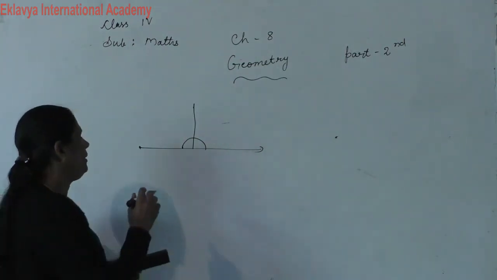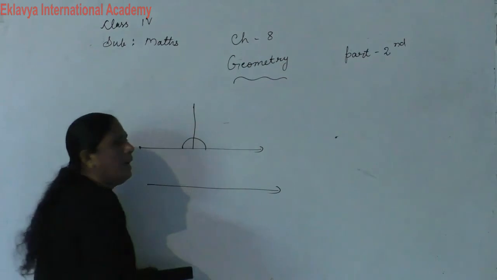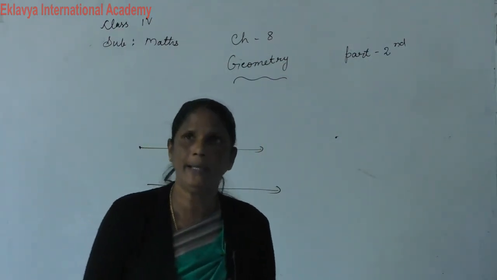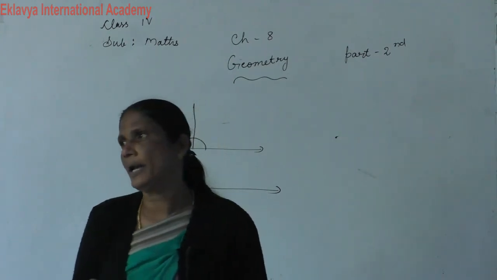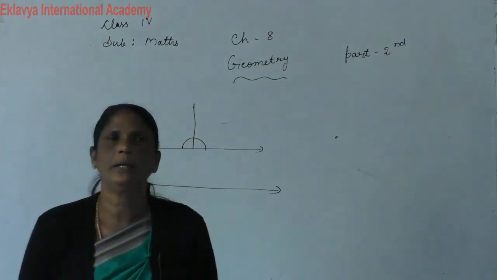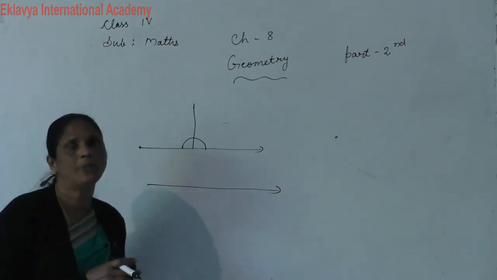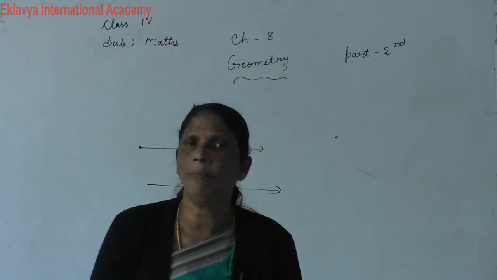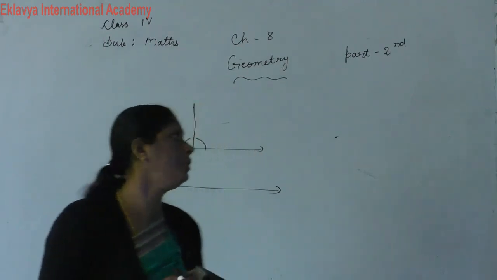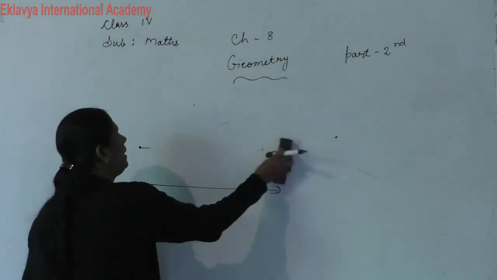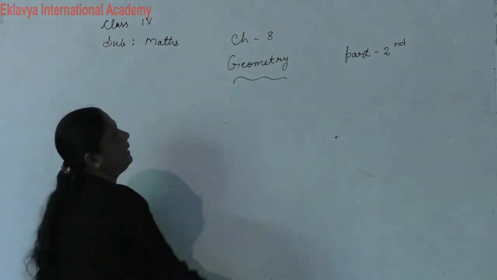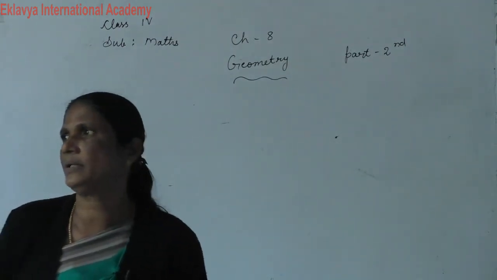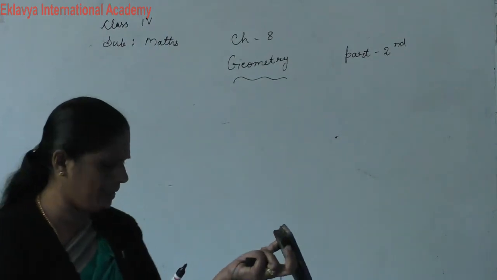Do you understand? Then how many right angles make a complete angle? Four right angles form a complete angle. Do you understand? These are the types of angles. What is an angle? What are the types of angles? Okay. Thank you.